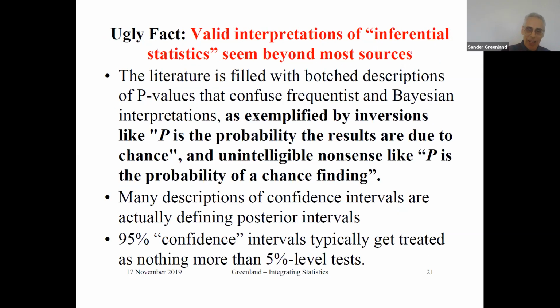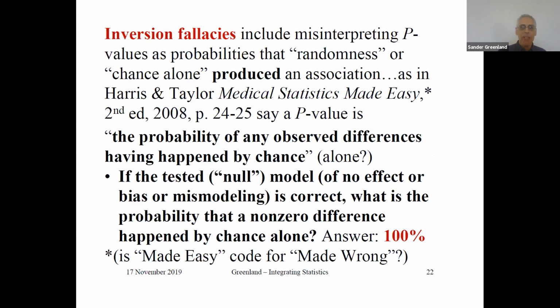And 95% confidence intervals typically get treated as nothing more than 5% levels. Here's an example from a popular book, Medical Statistics Made Easy: the probability of any observed differences having happened by chance. That's what the p-value is supposed to be. Well, if the tested model, the null, is correct, what's the probability that a non-zero difference happened by chance alone? The answer is 100%. So I can only assume Medical Statistics Made Easy is code for made wrong.